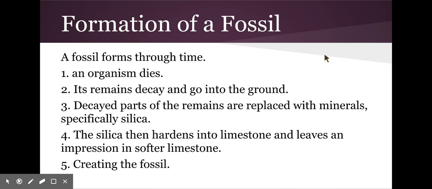So the formation of a fossil, how it occurs: the organism is going to die, and the remains decay and go into the ground, and the decayed parts of the remains are replaced with minerals, specifically a mineral called silica. Silica then hardens into limestone and leaves an impression in softer limestone, creating the fossil.